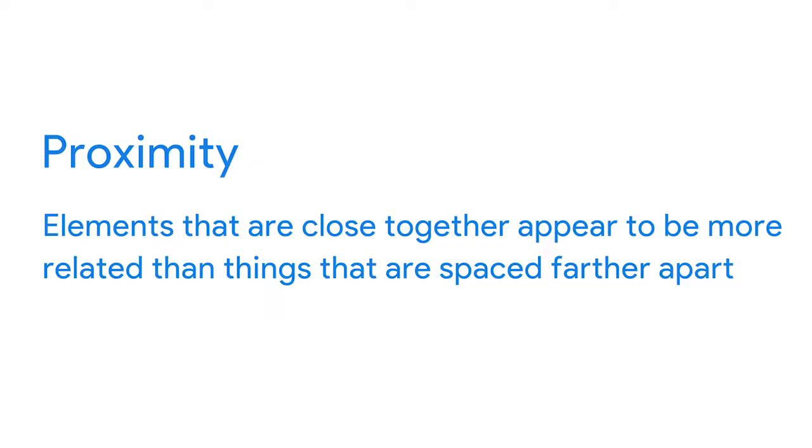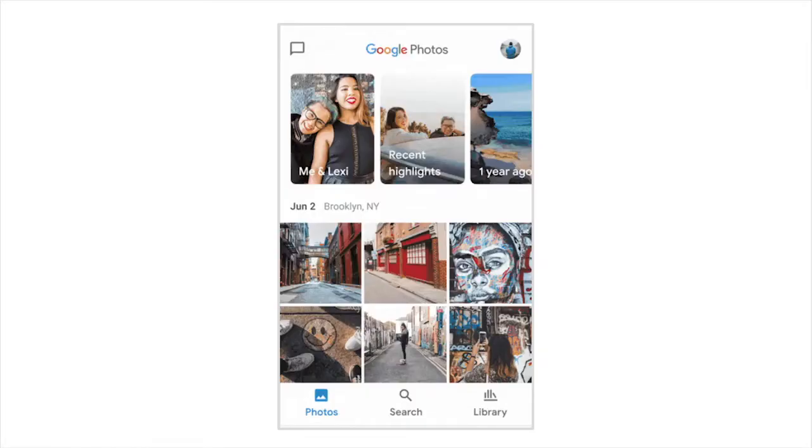This principle states that elements that are close together appear to be more related than things that are spaced farther apart. How does this play out in our Google Photos wireframe? At the top of the wireframe, there are 3 large rectangles placed close together in a row. Because the rectangles are close together, our brains think they're related. It turns out our brain is correct.